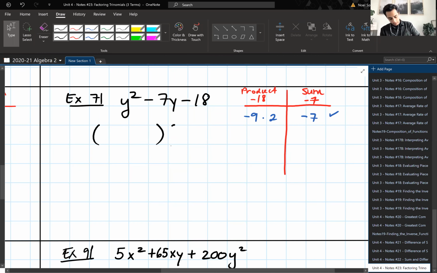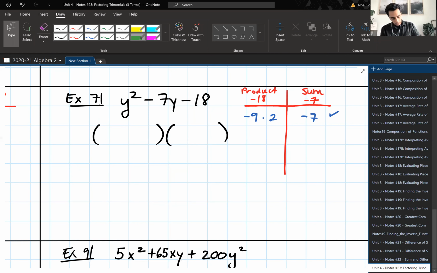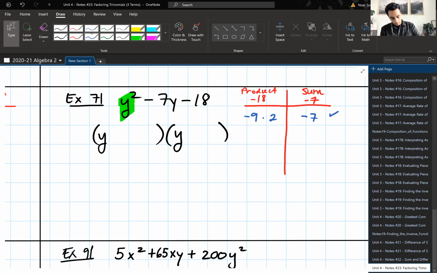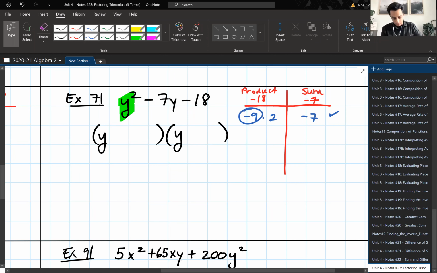So let's open up the factors. The only way to get y squared is to do y times y. We're going to use our factors. That's minus 9. The other factor, positive 2. Okay, so quick eyeball test. Y times y is y squared. Got that. Negative 9, positive 2 multiplies to be negative 18.